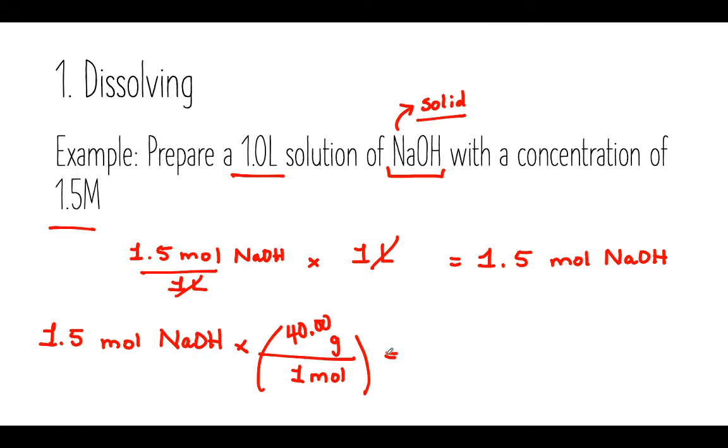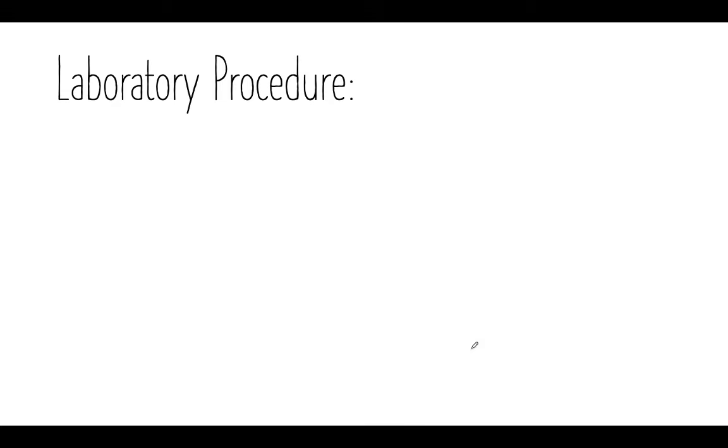Now, having done this, this allows me to get the grams of NaOH, and my moles will cancel out, and 1.5 times 40 will give me 60 grams of NaOH. Now, what does this mean? I've got 60 grams of NaOH. What do I do with the 60 grams of NaOH so that I can get to the concentration and volume that I need? So this is where a lab procedure comes in.